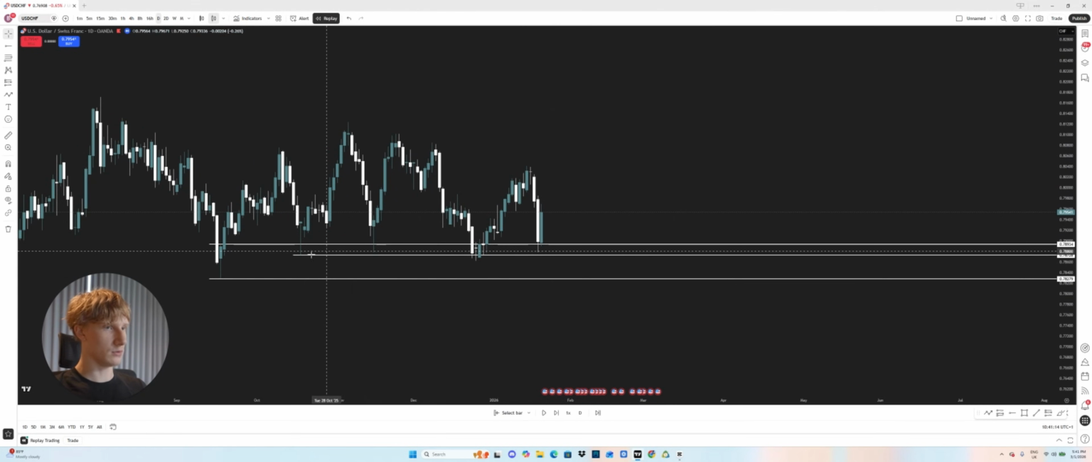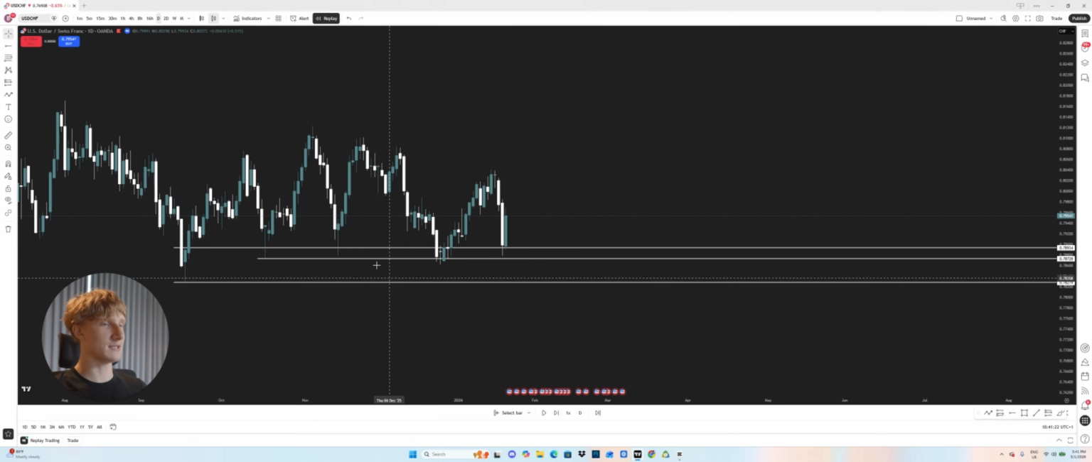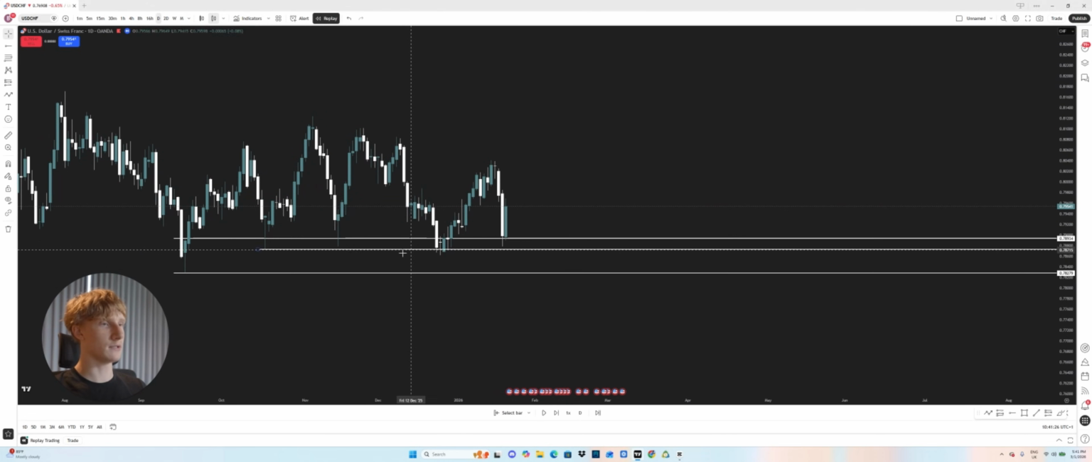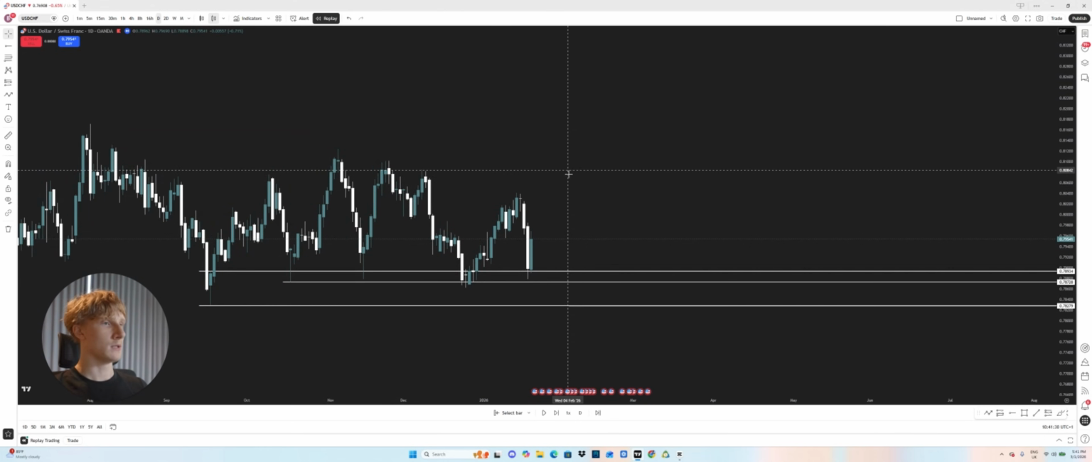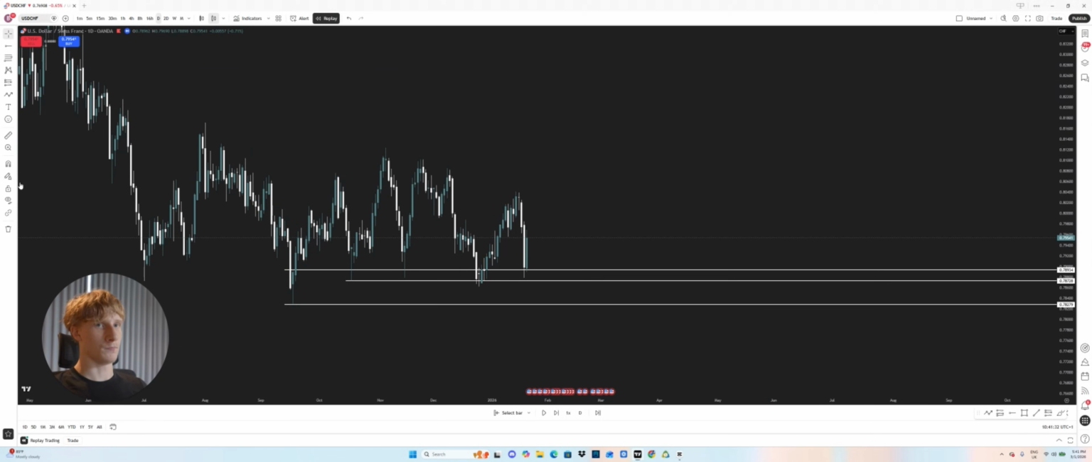However, what we can see now is that when price tapped into this level, it has gone significantly past the 30%. So what does that now mean? This zone is no longer valid, okay? This zone is no longer valid. We no longer care about it. It's like it didn't exist, okay? So, yeah.